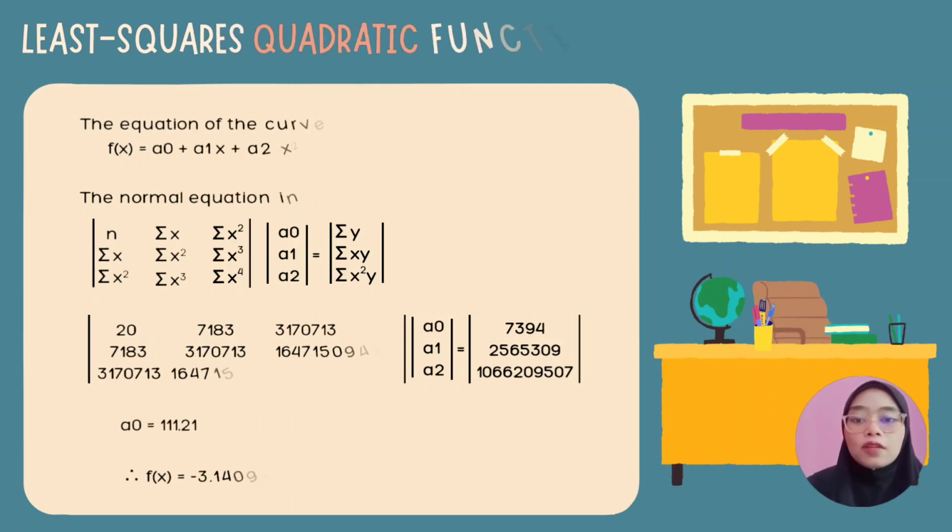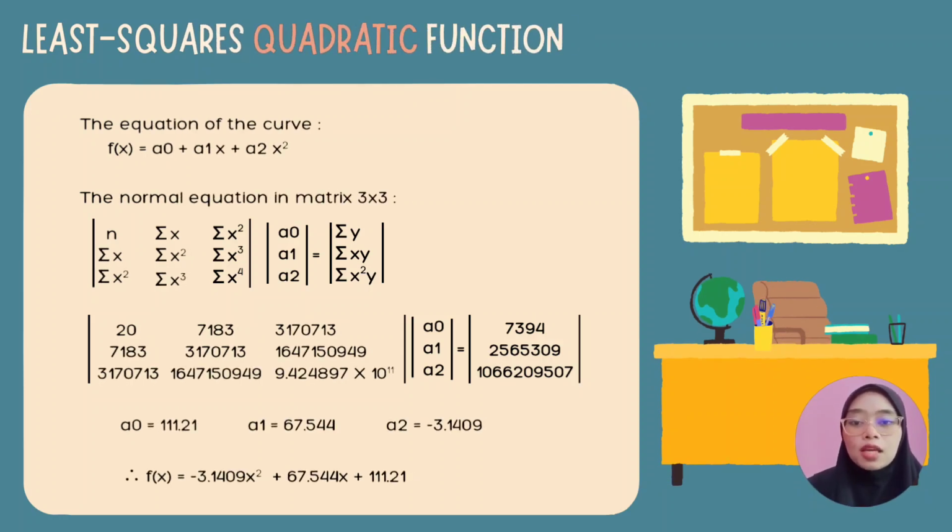The equation of the curve is f(x) equals a0 plus a1x plus a2x squared. Before we calculate the sum of the squared error, we need to find the expected equation by determining the respective values. The value of the sum of x is 7183. The sum of x squared is 3170713. The sum of x cubed is 164,715,0949. The sum of x to the power of 4 is 9.424897 times 10 to the power of 11. The sum of y is 7394.